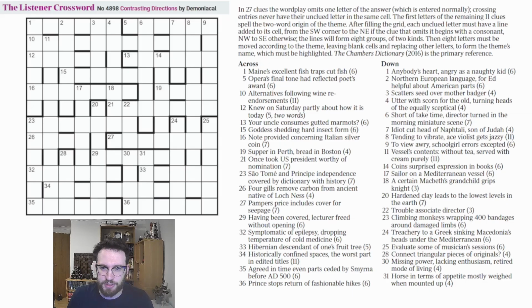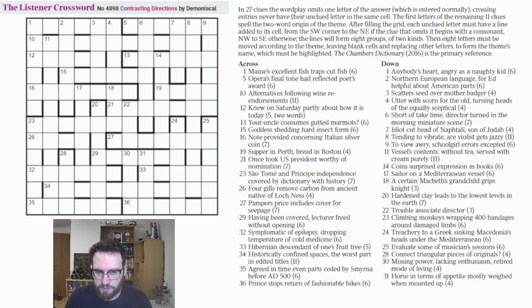Okay, I think we should get straight into it and read this preamble. In 27 clues, which seems like most clues, the wordplay omits one letter of the answer, which is entered normally. So the wordplay will give us all but one. Fine, I understand that. Crossing entries never have their unclued letter in the same cell. The first letters of the remaining 11 clues spell the two-word origin of the theme. The first letters of the clues, not the answers. So we want to keep track of clues which don't have a missing letter in the wordplay.